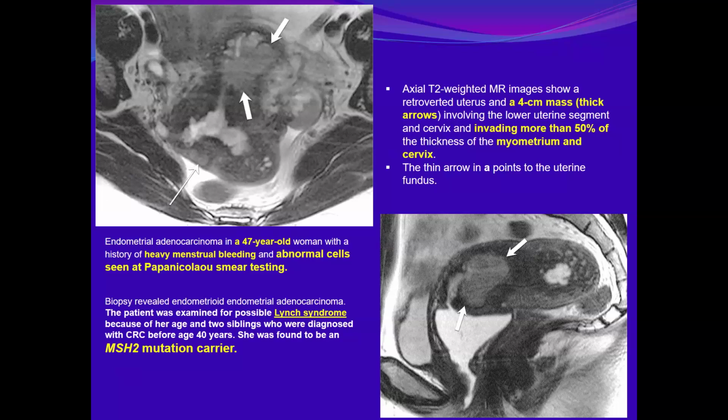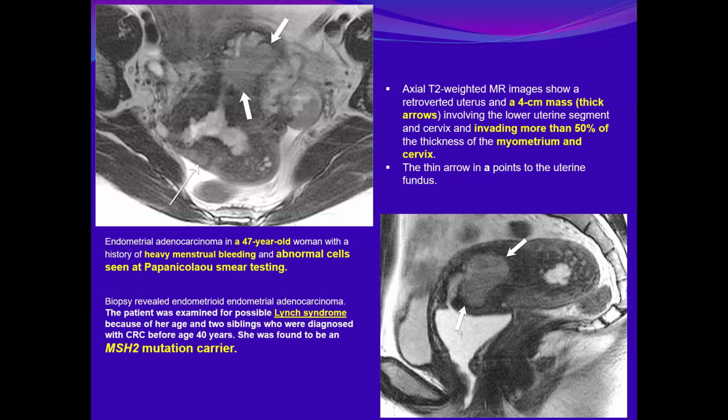This is another patient, a 47-year-old. She's young. She has endometrial cancer also, but not in the typical age of sporadic endometrial cancer. As you know, it is a postmenopausal cancer, occurring in the 60s and above. And this young lady presented with heavy menstrual bleeding, and they found abnormal cells in her smear testing.